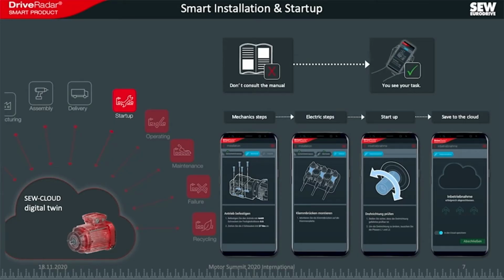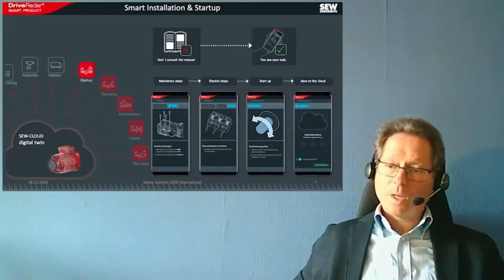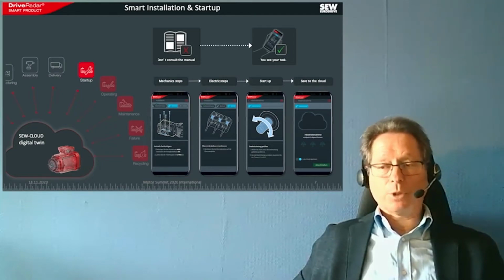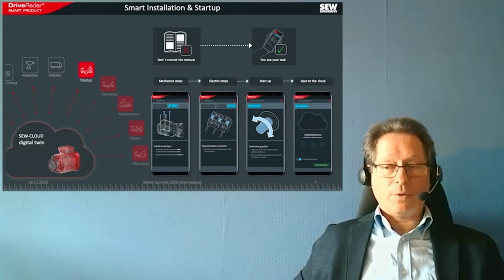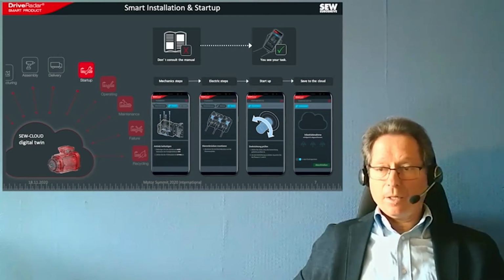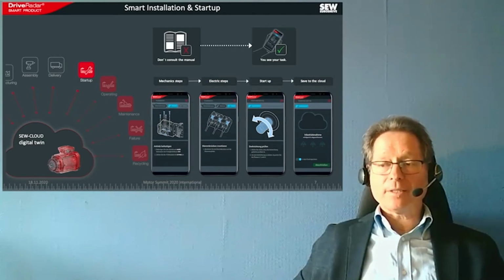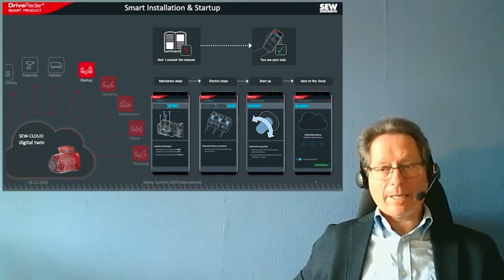For example, you have to mount your motor with 4 M5 screws, and you have to tighten them with 27 Newton meters. After you have finished the work, you can save your progress in the digital twin. So, if you go on with your work the next day, you will see the current state of your work again.